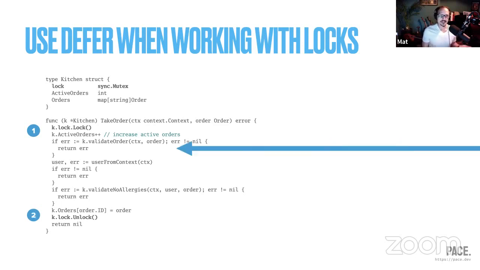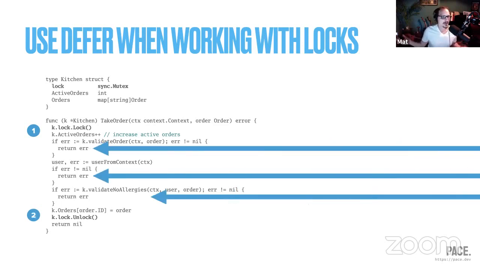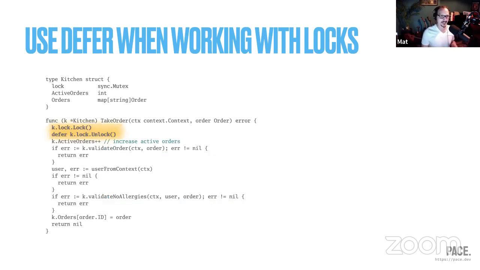But the problem is, as these extremely long arrows point to, there are places where things could go wrong. Like if the order's not valid there in that first case, we're going to return the error. We've still locked the entire kitchen. We didn't unlock it. So that's not a great kitchen, is it? That's a very temperamental kitchen if it's behaving like that, frankly.